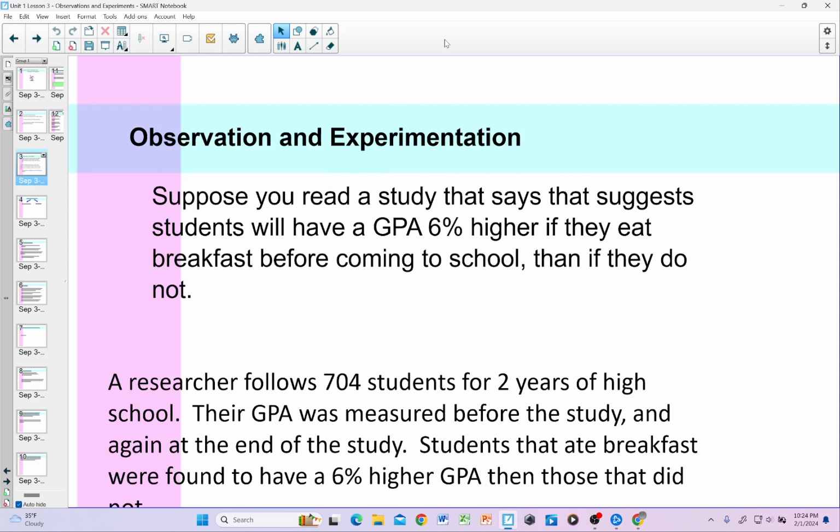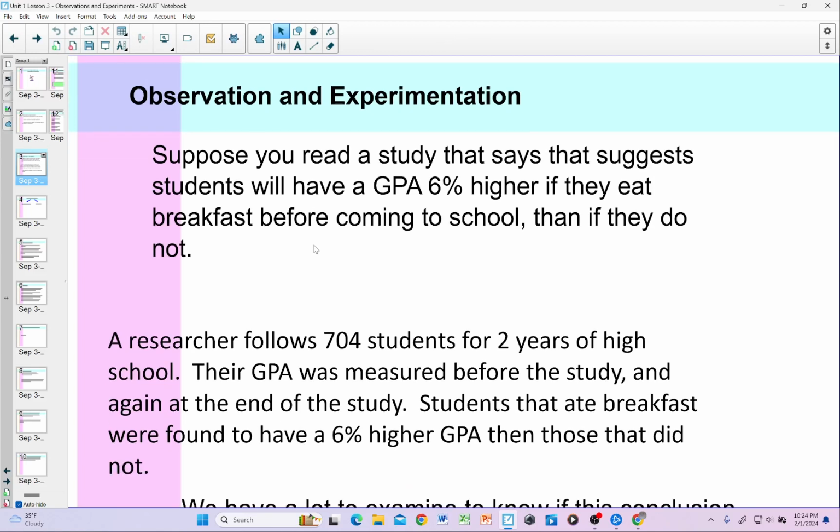So, suppose we read a study that says that students will have a GPA 6% higher if they eat breakfast before coming to school than if they do not. Okay, so how do we reach that conclusion? Well, the general idea is a researcher follows 704 students for 2 years of high school. Their GPA was measured before the study and again at the end of the study. So this sets a baseline for each particular student.